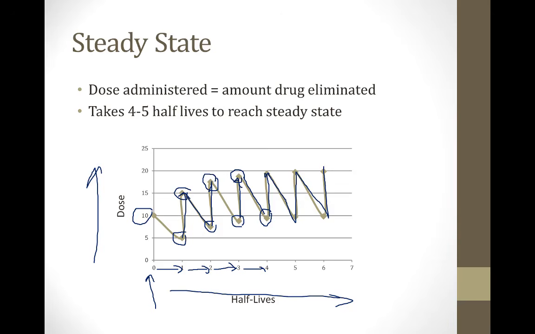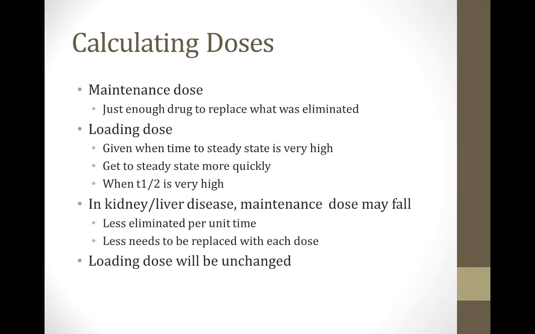So what you can see is that somewhere between 4 and 5 half-lives, we reach steady state such that the dose is going up and down between the same two numbers. So it's very important you understand this chart, and it's very important that you understand that it takes 4 to 5 half-lives in order to reach steady state when you're giving a repeated dose of the same amount to a patient over time.